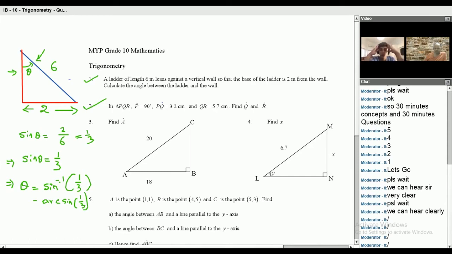Let's come now to the third question. We are asked to find the angle A in this triangle ABC.